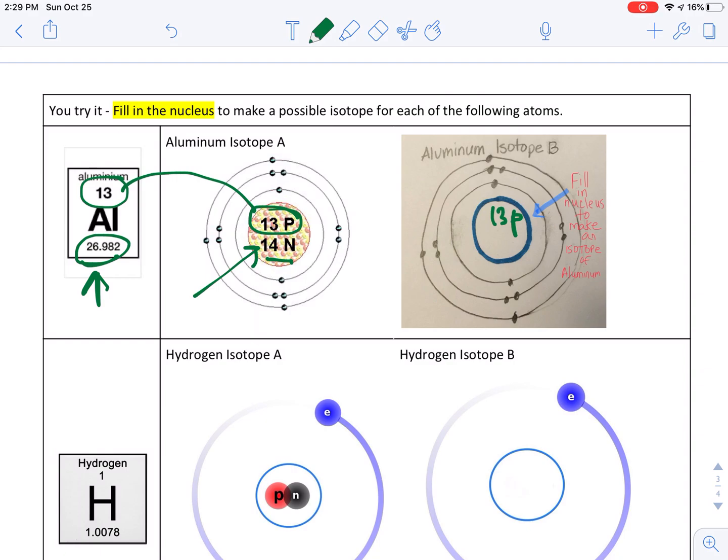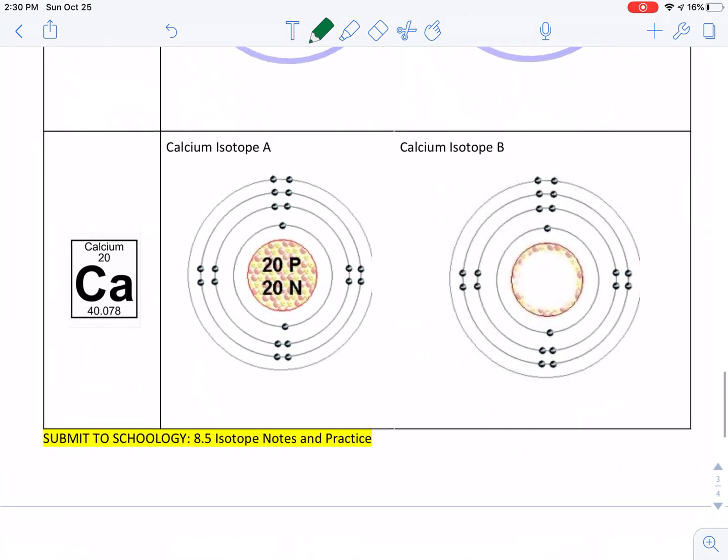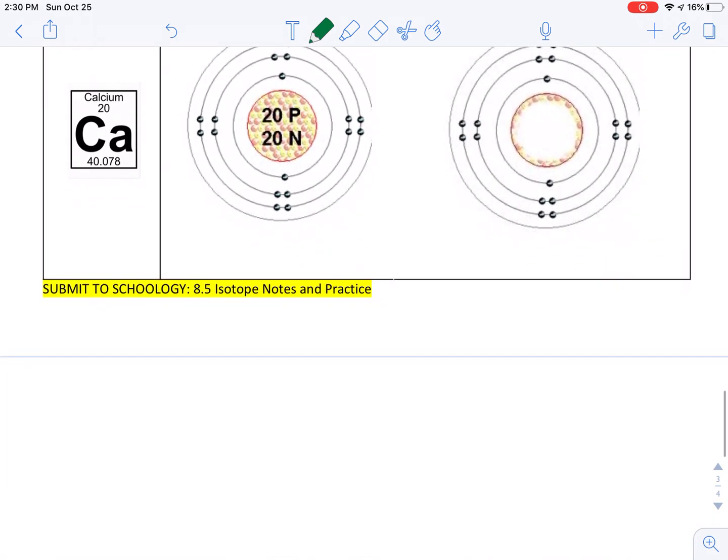Now you might pick any number then that's different than 14, but usually they have a similar number, so I'm going to put 15 neutrons. All right, good luck finishing the worksheet and then submit it to Schoology 8.5 Isotope Notes and Practice.